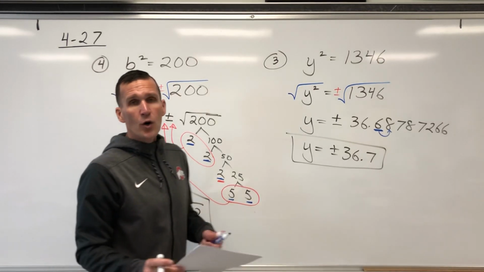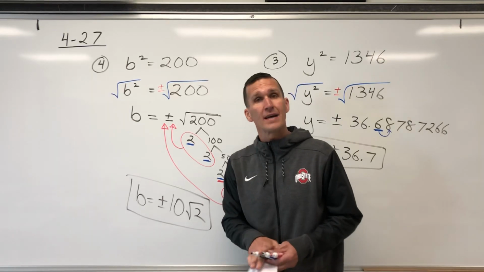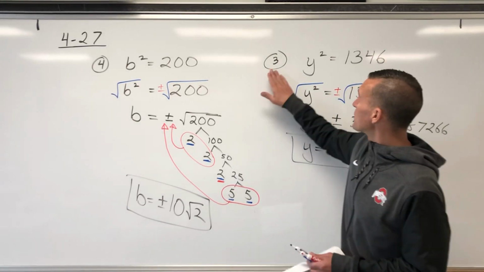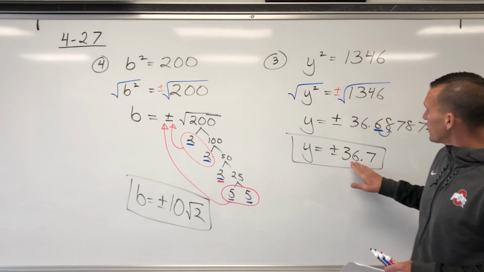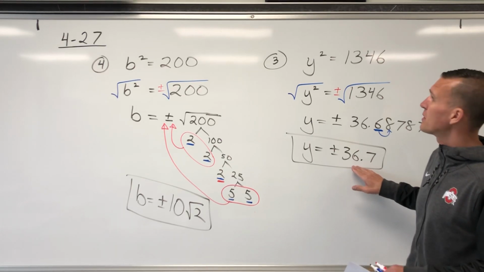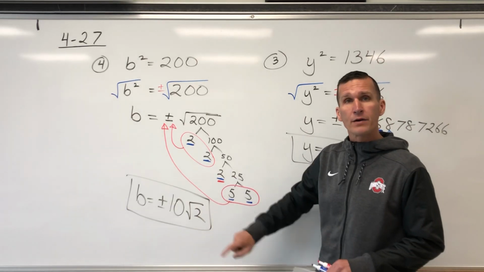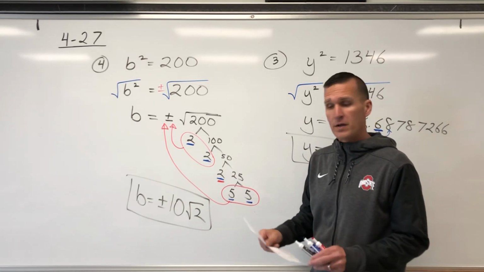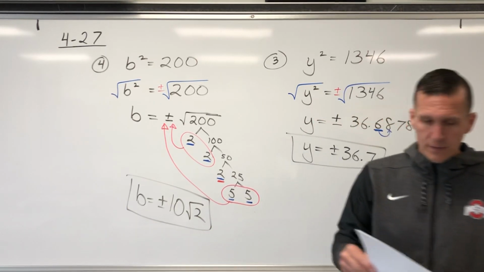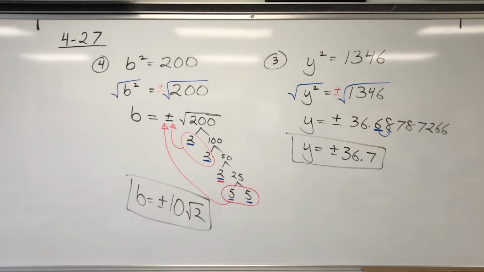All right, your homework, you guys, is going to be the same exact directions. Number 3 on your homework, you're going to do a rounded answer, just like number 3 in your notes. Number 4, I don't want a decimal, I want a radical form for number 4 in your homework, just like notes. All right, you guys, let me zoom in your homework here.